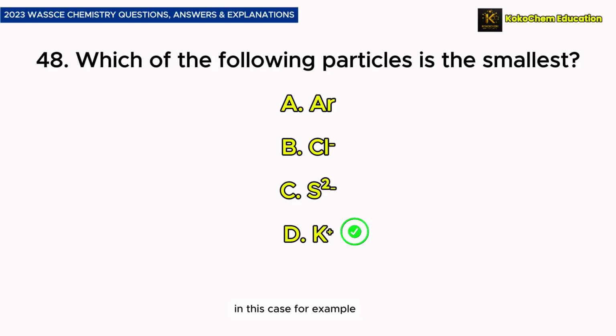Explanation. When atoms lose electrons, in this case, for example, potassium, K+, they get smaller because there are fewer electrons pulling against the electropositive nucleus. Anions like Cl-, F-, S2-, they all gain electrons, which makes them larger or bigger. So K+ in this question is the smallest particle.